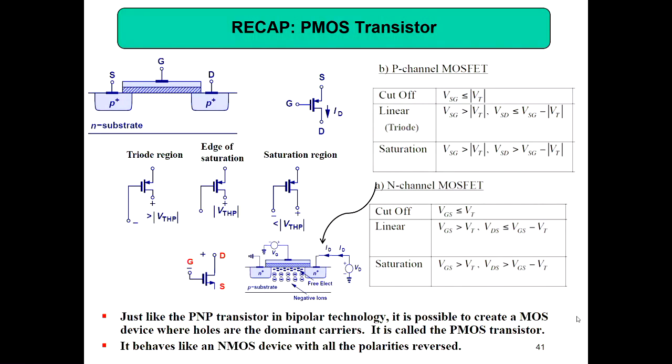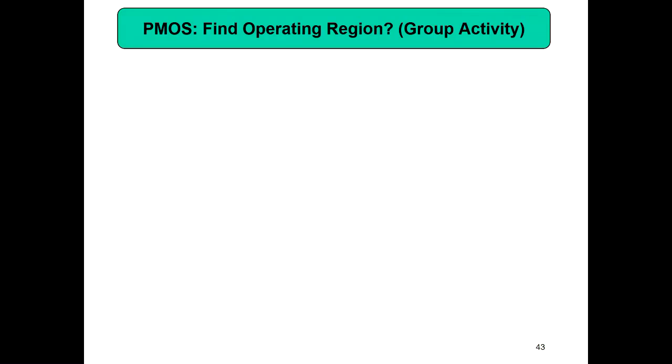Now what we are going to do is find out the region of operation for PMOS transistors. It behaves like an NMOS device with all the polarities reversed. So that's what I have shown here. So it is better to take the modulus so that you don't have a problem with the polarity.